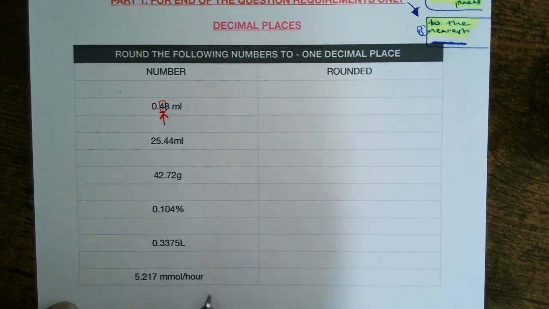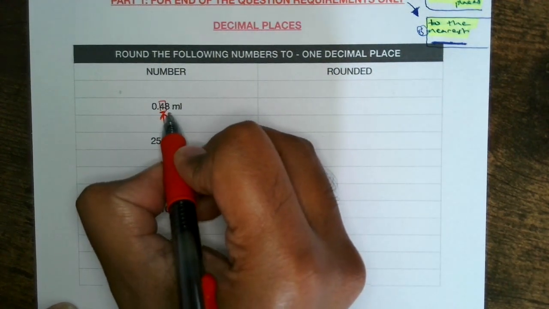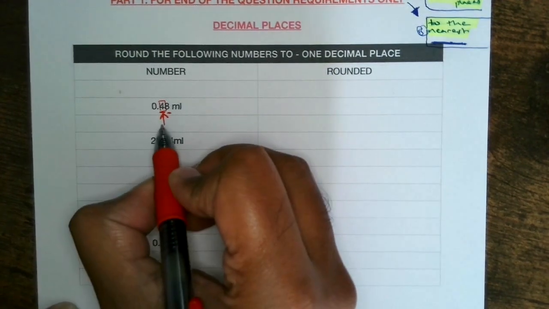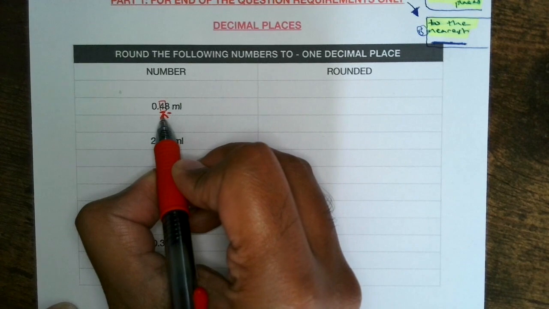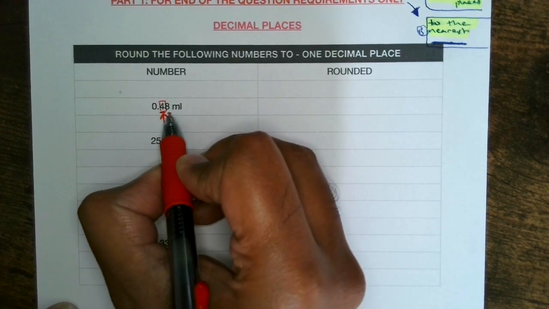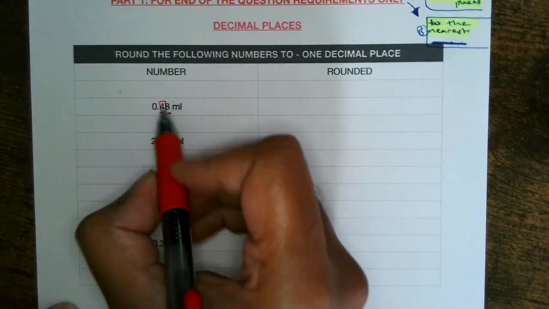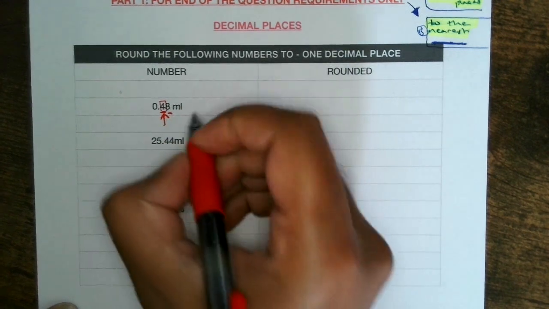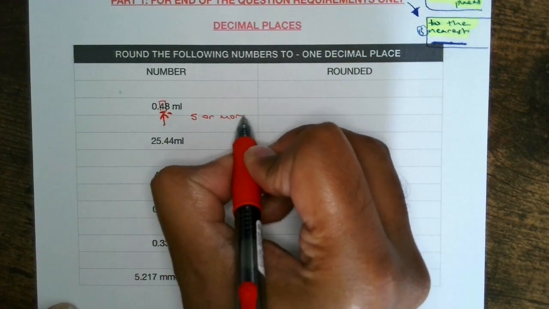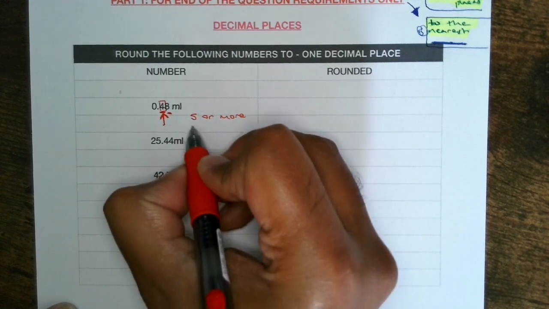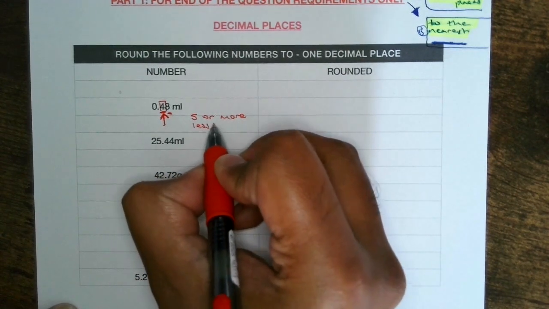Once I've done that, I'll look at the number to the right of it. So I'm rounding to 1 decimal place, so I'll put a little arrow and a box around the one it's referring to, and I look at the number to the right of it. And I say, is that number 5 or more? So is it greater than 5 or equal to 5, or is it less than 5?